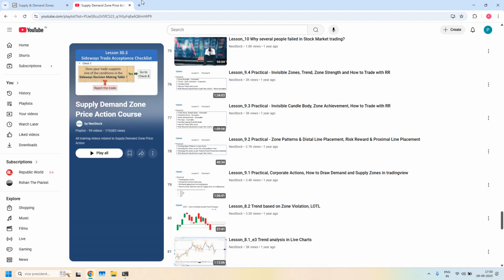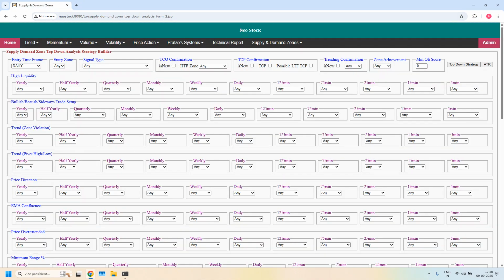Okay, now I am generating different supply demand zone reports with the help of NeoStock Software's supply demand zone top-down analysis strategy builder. First, I am generating daily and 75 minutes stocks near demand and supply zones so that we can identify high priority, high liquidity zones. So that we can use those zones for the HLQ zone, high liquidity zone strategy that you learned in lesson 21.3 video.